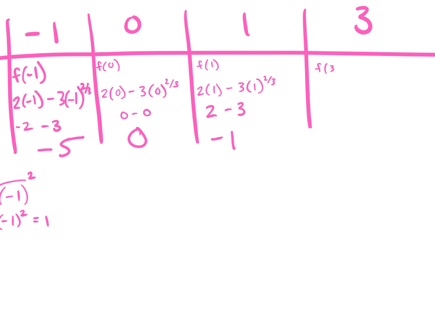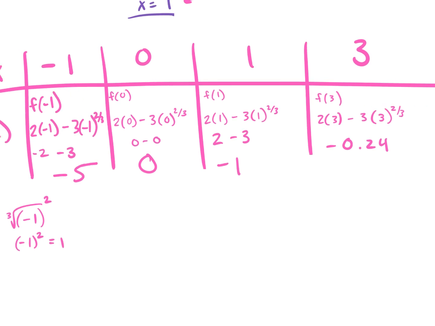Next, let's find f of 3. So 2 times 3 minus 3 times 3 to the 2/3 power. This, we can put it in the calculator to find our value. When you put it in the calculator, you'll get negative 0.24.